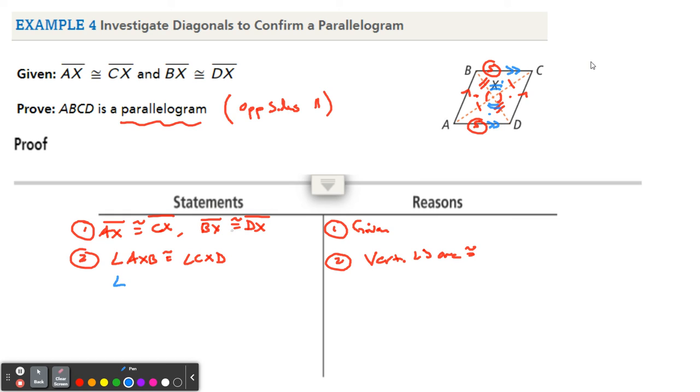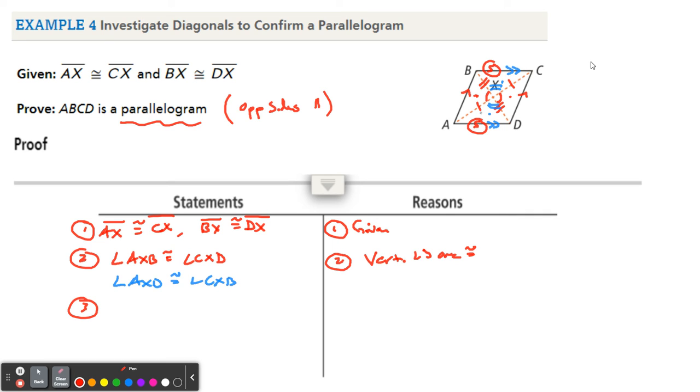And I'll try to go back and forth between blue and red. So let's call this top angle, the bottom angle, AXD is congruent to angle CXB. And again, that's also because of vertical angles. So I'm just going to put it right in that same statement. Okay, so now this is the angle pair I need.